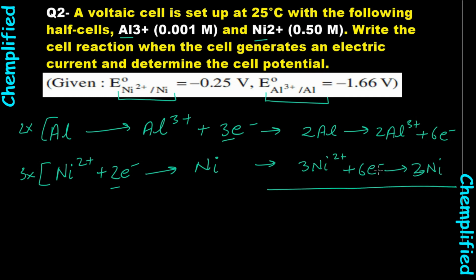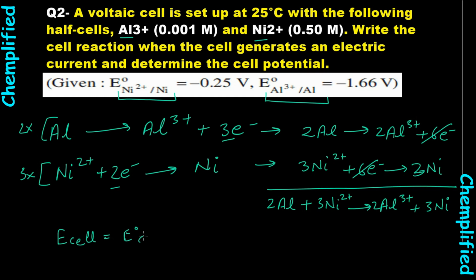Now write down the equation, cancel the electrons, and the final equation that you are going to get is 2Al plus 3Ni2+ gives 2Al3+ plus 3Ni. This will be your final equation. Now what you are going to do is write down the Nernst equation. Obviously the Nernst equation is E cell is equal to E naught cell minus 0.059 by n log product upon reactant.